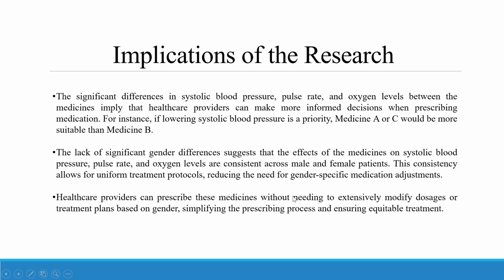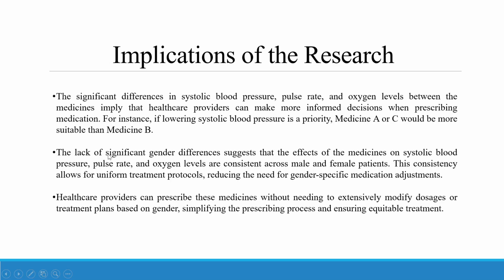Implications of this research. The significant differences in systolic blood pressure, pulse rate, and oxygen levels between the medicines imply that the healthcare providers can make more informed decisions when prescribing the medication. For instance, if lowering the systolic blood pressure is a priority, medicine A or C would be more suitable than medicine B.